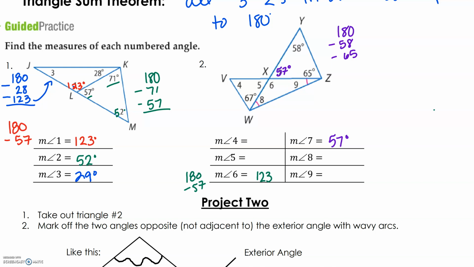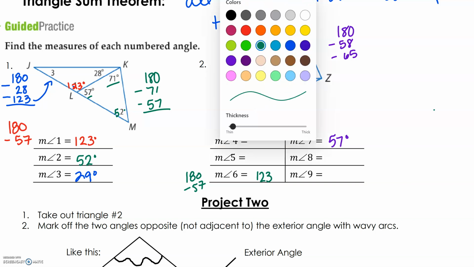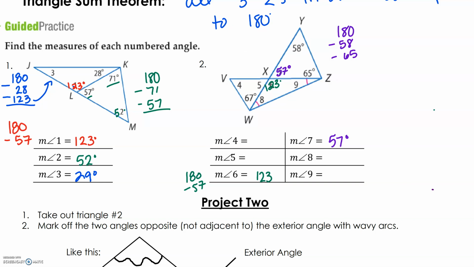And I know the measure of angle 6 here is 123. So that would make 5 vertical to 57, or a linear pair with 123 again. So we know that the measure of angle 5 would have to be 57 degrees as well. And now I have two angles in this triangle over here that I can find the measure of angle 4 by subtracting these two that we do know. So 4 would have to be 56 degrees.